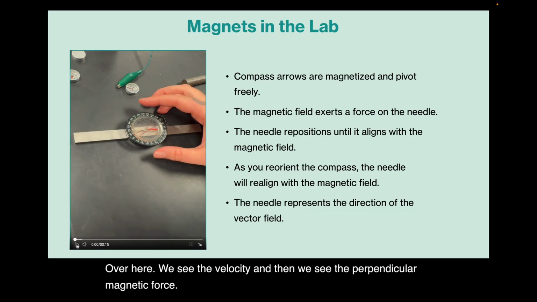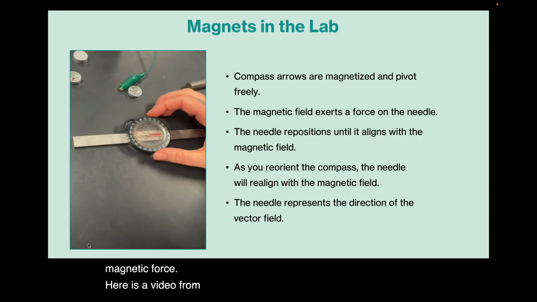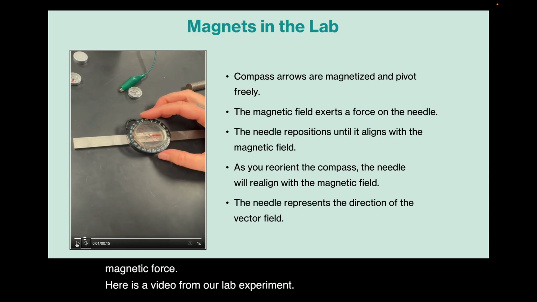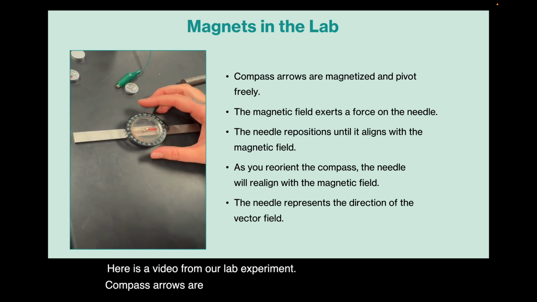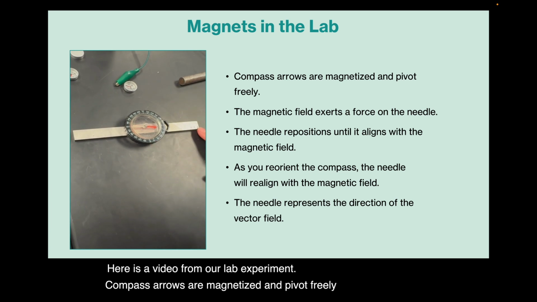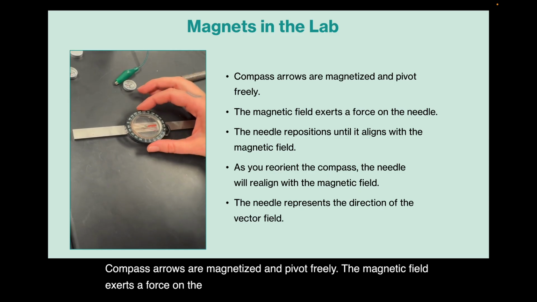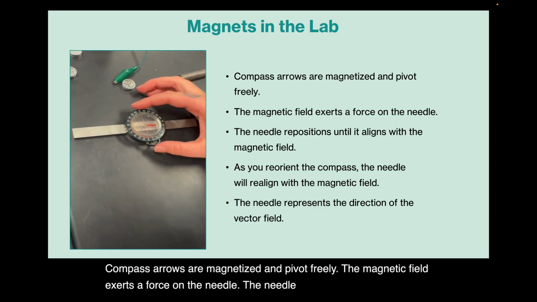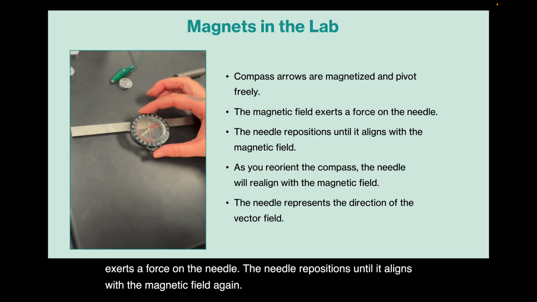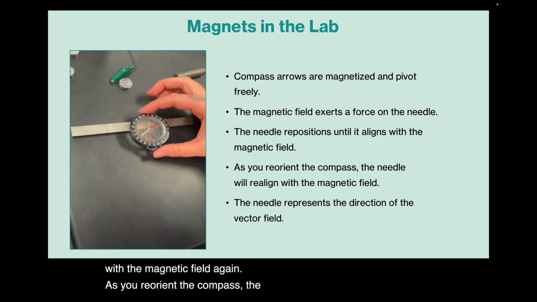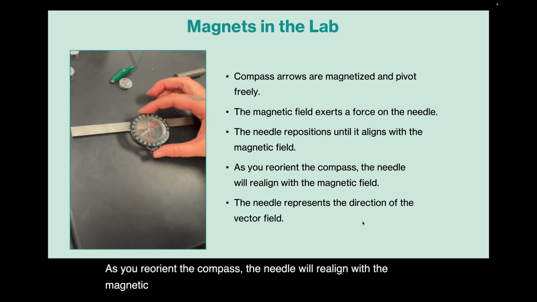Here is a video from our lab experiment. Compass arrows are magnetized and pivot freely. The magnetic field exerts a force on the needle. The needle repositions until it aligns with the magnetic field again. As you reorient the compass, the needle will realign with the magnetic field. The needle represents the direction of that vector field.